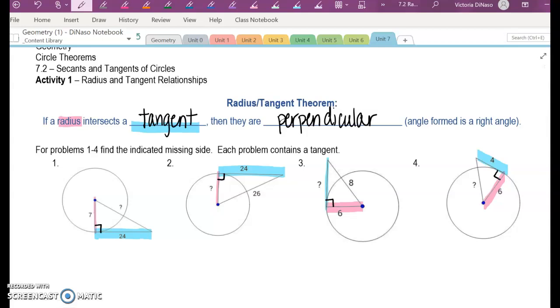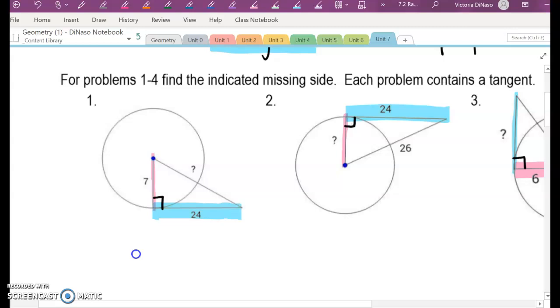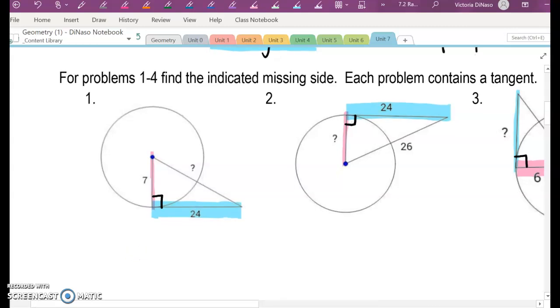If you don't know your triples, you're going to be using Pythagorean theorem. Some of these don't have triples, so you have to use Pythagorean theorem. So for number 1, we're finding the missing side. The missing side that we have is across from the right angle. So what we're going to be doing for number 1 is solving for letter C in Pythagorean theorem.